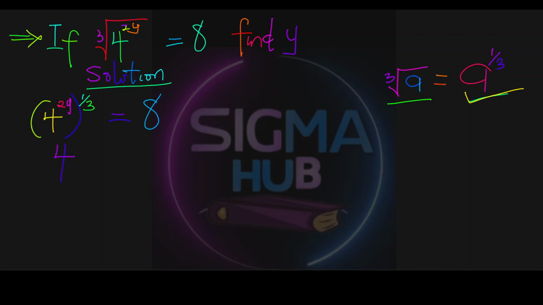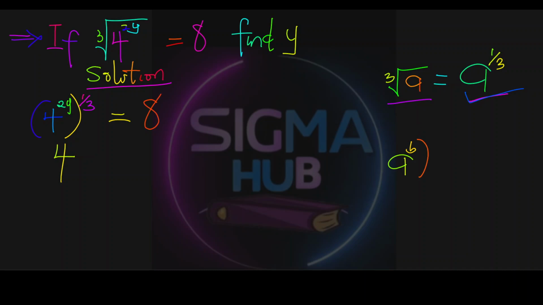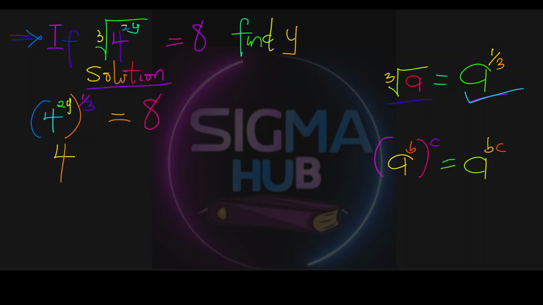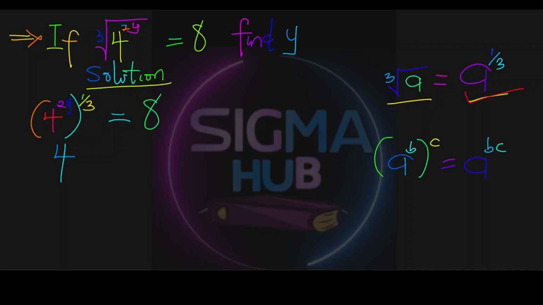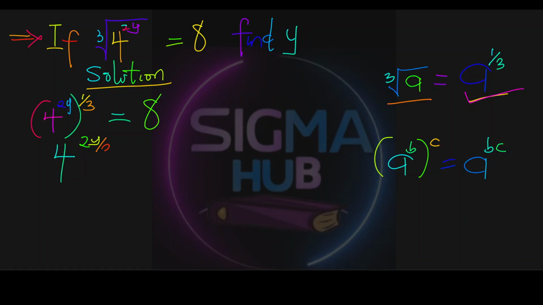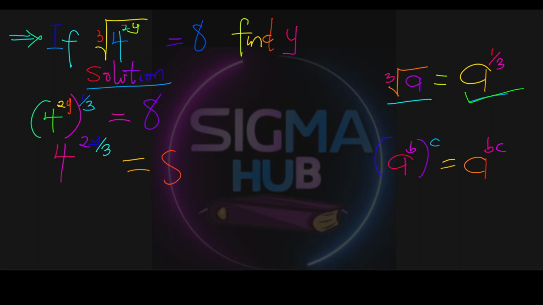Don't forget one of the laws of indices that says when you have a raised to the power of b, then bracket, then raised to the power of c outside, you multiply the powers. So which is going to be giving us a raised to the power of b times c. And that's what we are going to be doing. So it becomes 4 raised to the power of 2y times 1 over 3, which is going to be 2y over 3. So 4 raised to the power of 2y over 3 equal to 8.